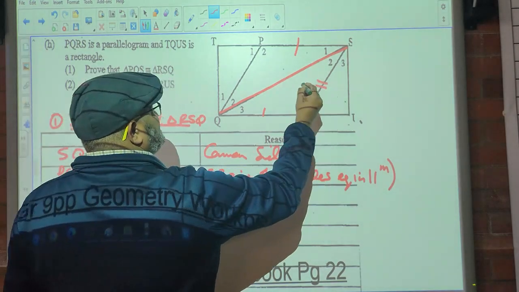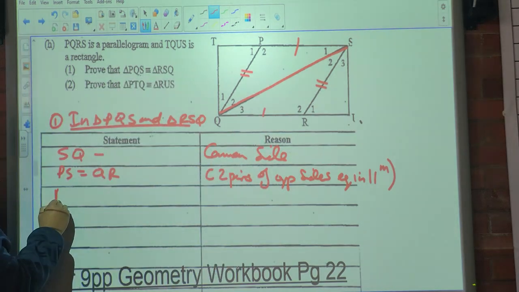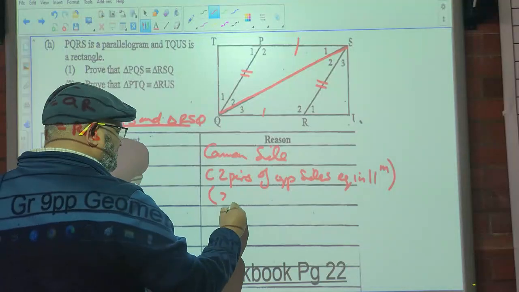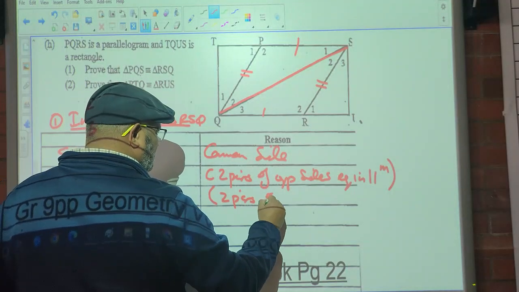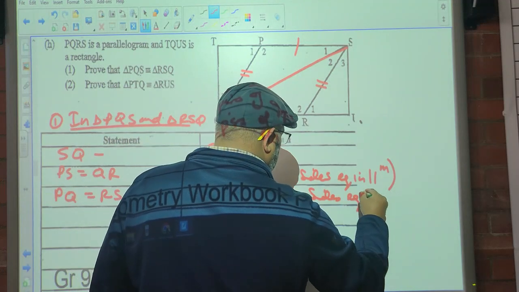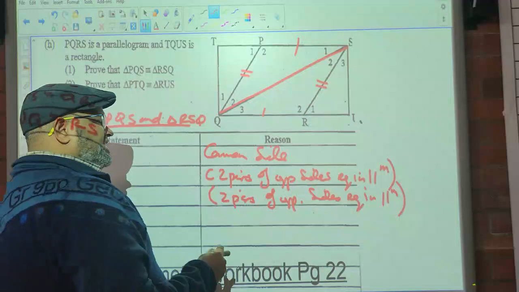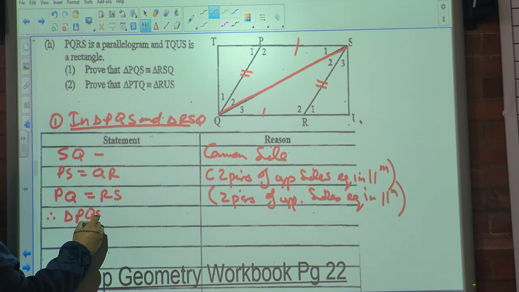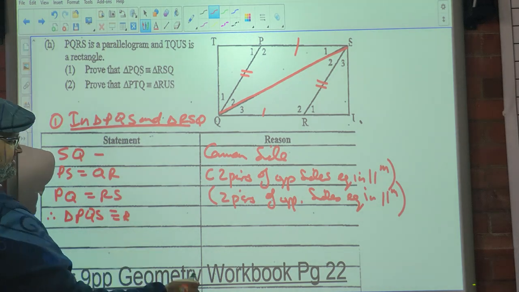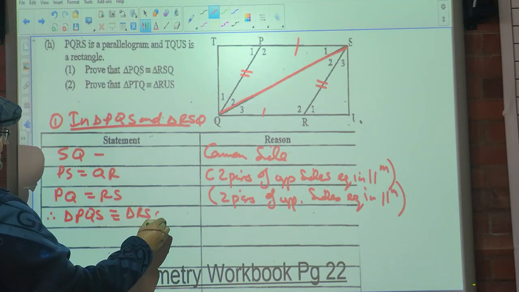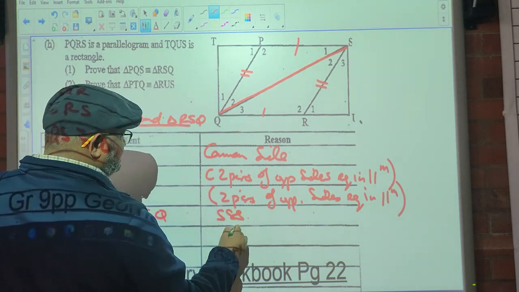Then we know that RS is equal to PQ. So PQ is equal to RS. Why? Because two pairs of opposite sides are equal in a parallelogram. So that's enough to conclude congruency, not so. So we can say therefore triangle PQS is congruent to triangle RSQ. Why? Because side.